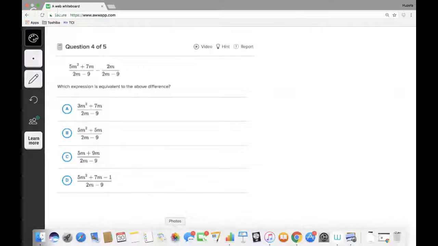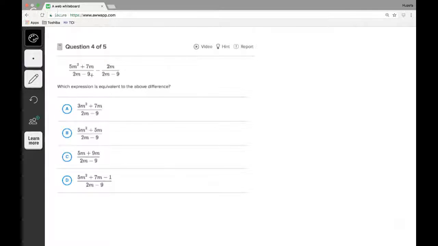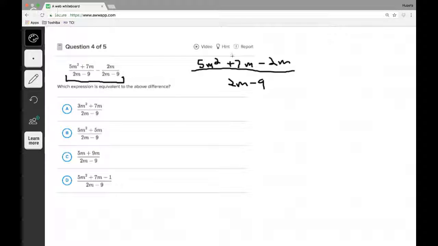All right, here we go. 5m squared plus 7m over 2m minus 9, minus 2m over 2m minus 9. Guess what? This is actually much easier than the last one. Same numerator, same denominator. We can just go ahead and combine these. So it just becomes 5m squared plus 7m minus 2m all over 2m minus 9. These two terms are like terms. So now you've got 5m squared plus 5m over 2m minus 9.